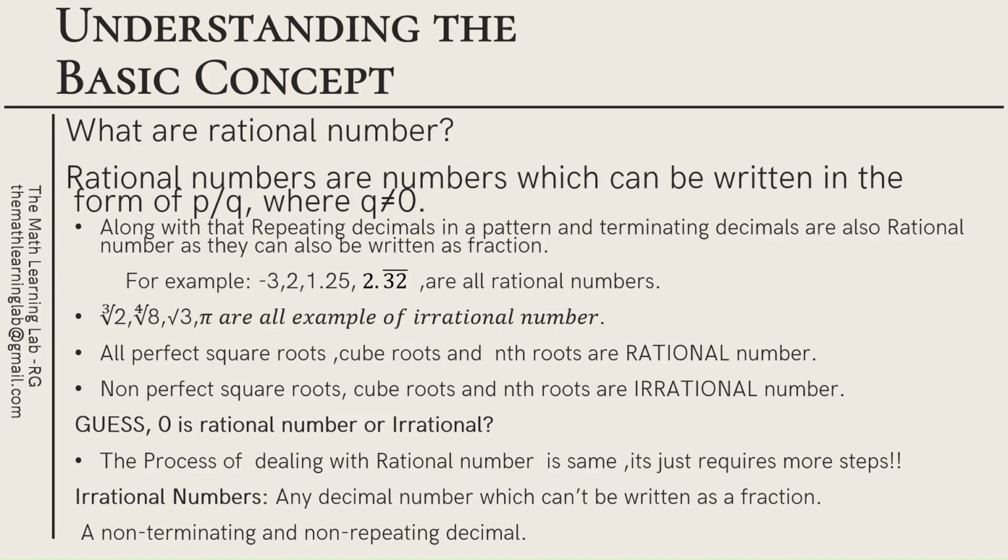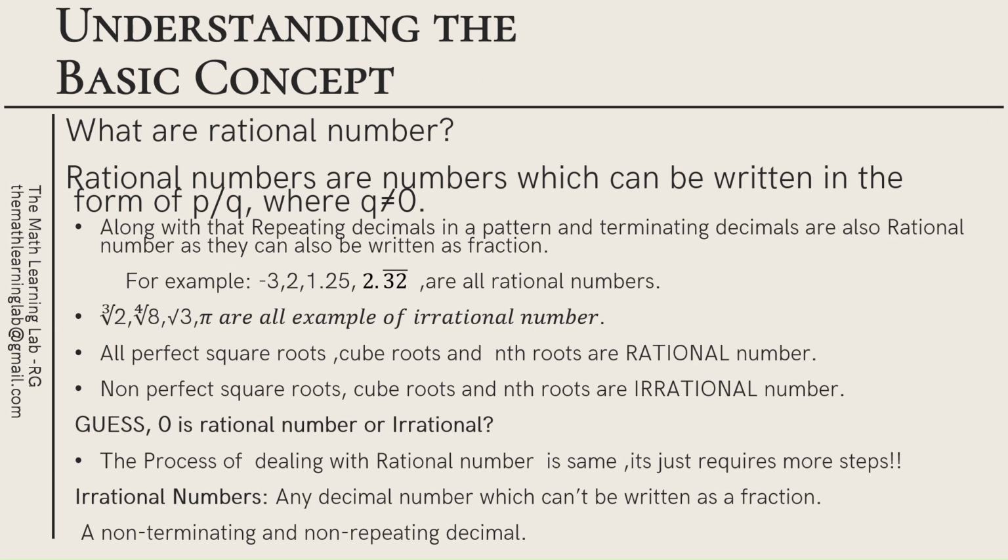Now, what are rational numbers? The basic definition is any number that you can write in fraction form where the denominator should not be equal to 0. Along with that, repeating decimals in a pattern and terminating decimals are all examples of rational numbers.